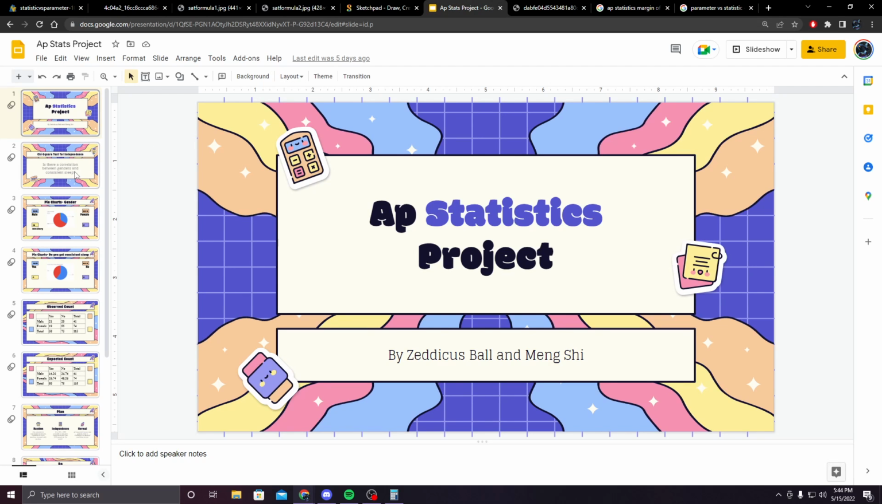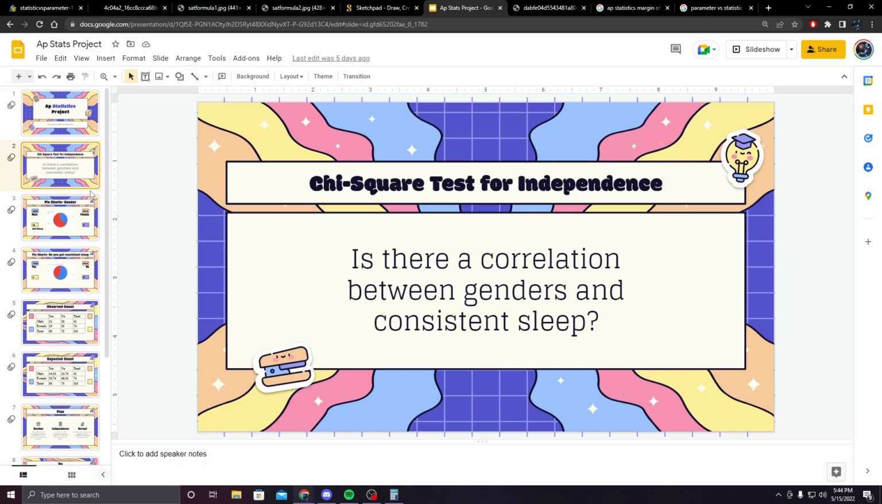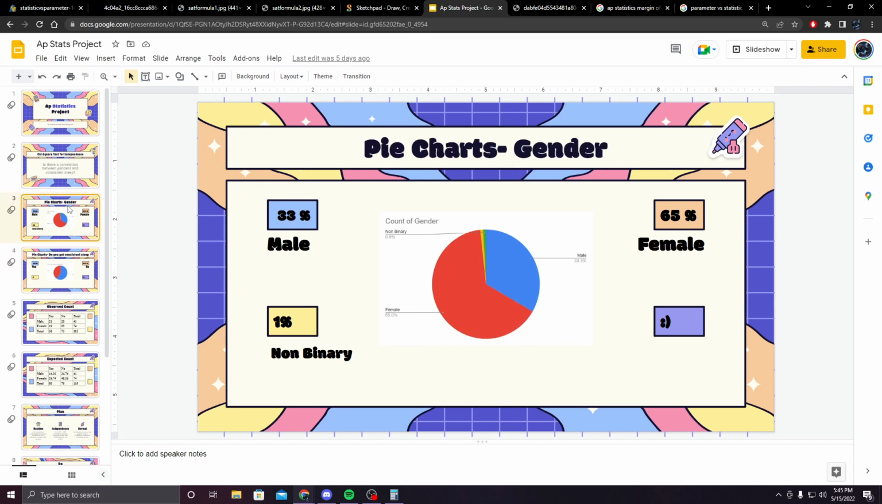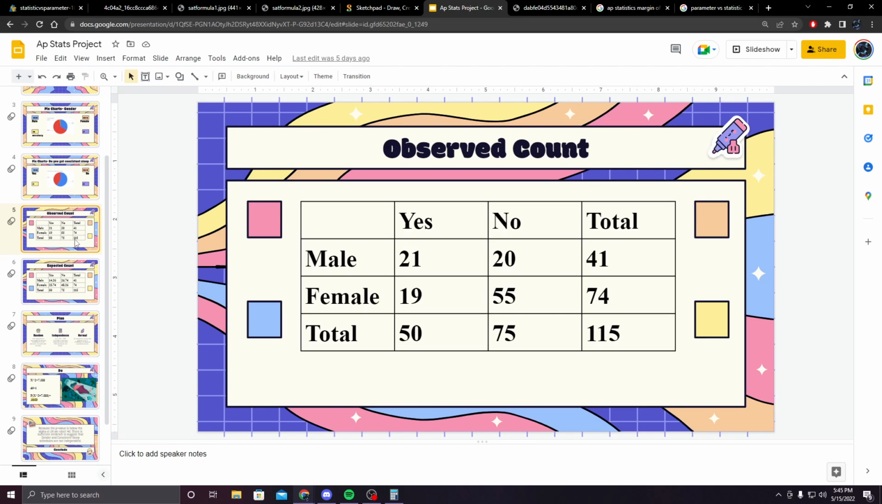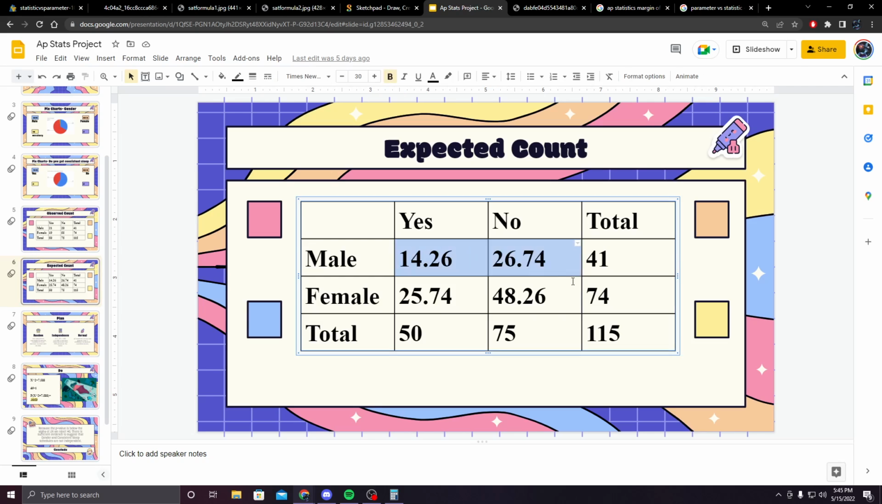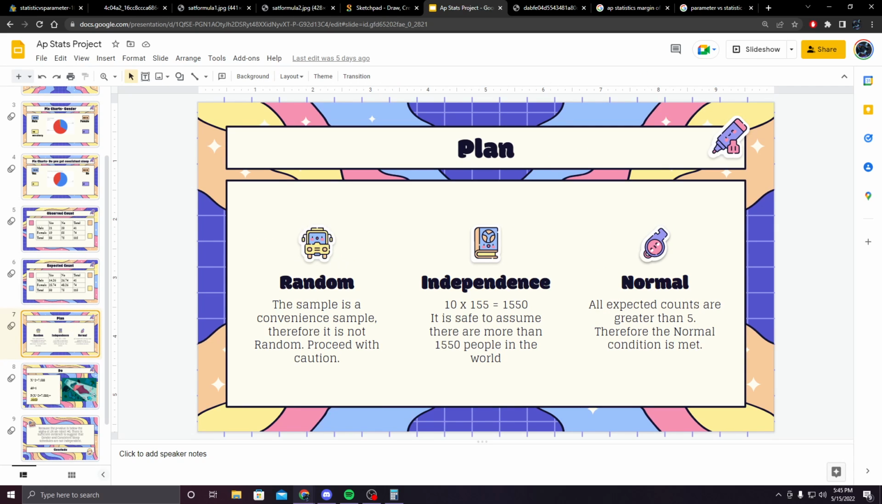An example of this is the AP Statistics project that me and my friend Ttest worked on, where we were testing independence between consistent sleep and gender. So we had, these are our two distributions. This is our observed count, and basically I put the matrix for these 4 values into my calculator and I was able to receive the expected count. Because all of these are greater than or equal to 5, I was able to continue. If not, proceed with caution. But this is the plan.